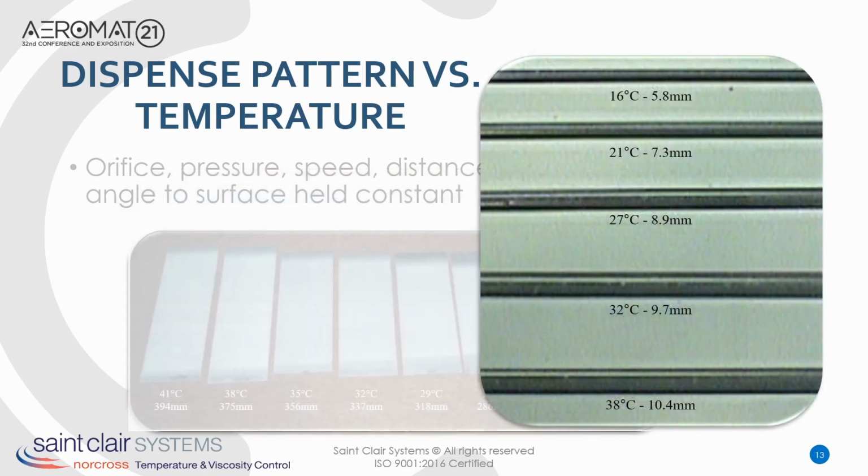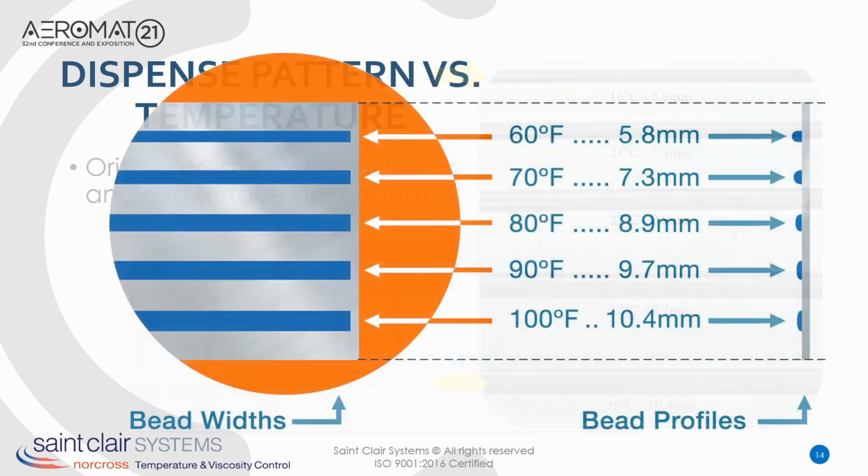In this typical hemflange application, the change in width of each bead as a function of temperature is obvious, with the width at 38 degrees C nearly double that at 16 degrees C. Perhaps not so obvious, though, is that because each bead is comprised of the same volume of sealer, the change in width is offset by a change in height. The wider beads are also flatter.